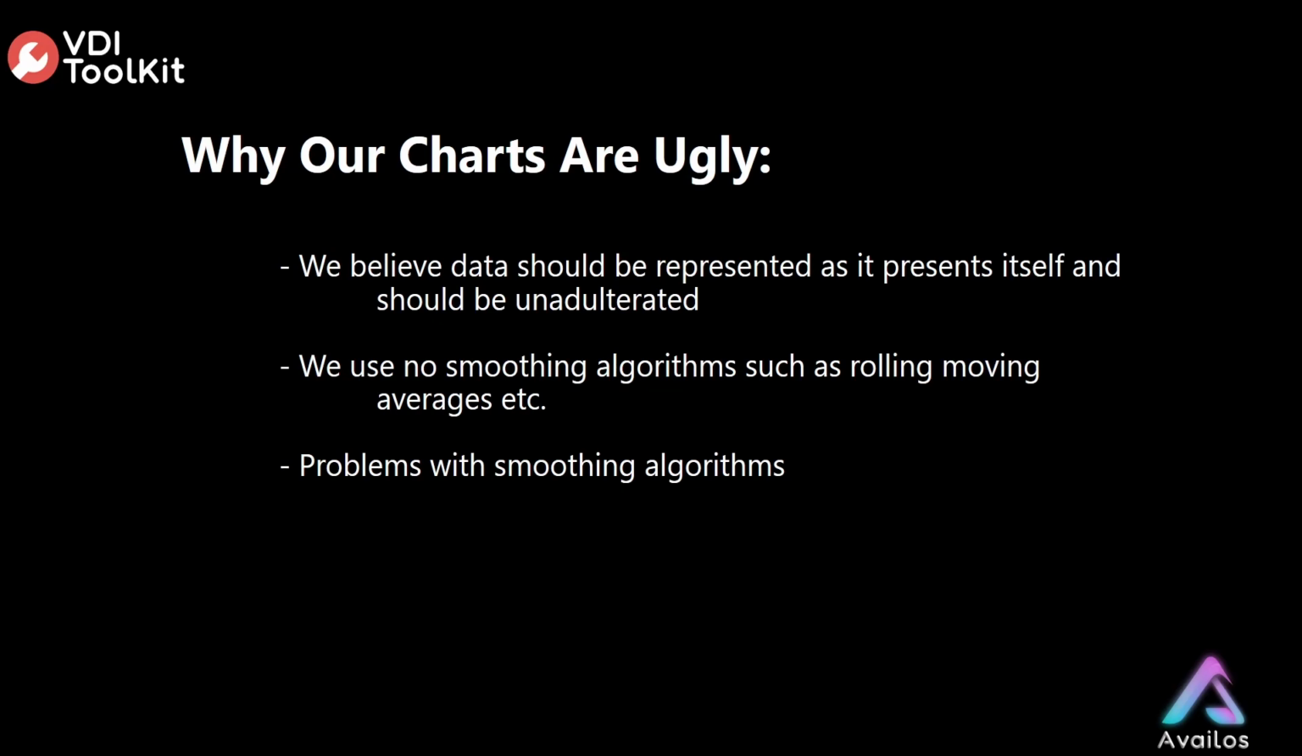First, we believe that data should be represented as it presents itself and should be unadulterated. So what does that exactly mean? Well, it means we use no smoothing algorithms on our charts, such as rolling moving averages, etc. Many other companies, when providing charts, are so worried about making them pretty, they modify the data with smoothing algorithms. You are in essence not seeing the true representation of the data when such algorithms are used.